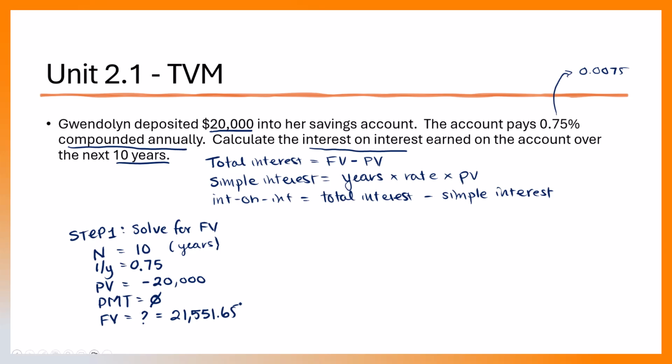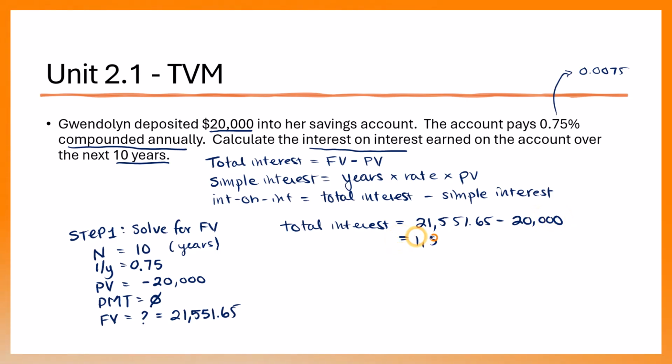That's step 1. Step 2 now is to calculate the simple interest that was earned on this account. Well, I guess we can go ahead and calculate the total interest now. The total interest earned on the account is the future value that we just calculated minus the original account balance.